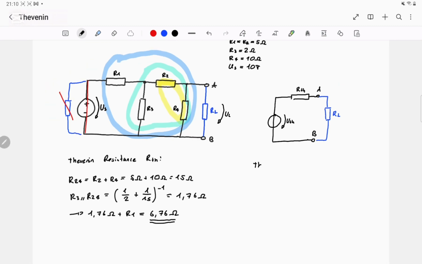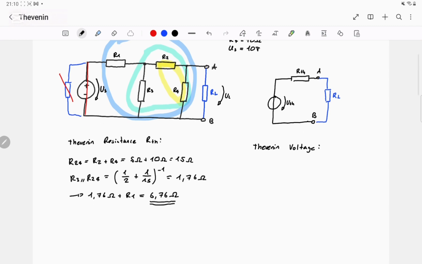Now let's move on to calculating the Thevenin voltage. This is the open circuit voltage across the terminals A and B. In other words, the voltage you'd measure if there were nothing connected to the terminals. To calculate this, we can use the voltage divider rule. The voltage at the terminals is equal to the source voltage multiplied by the resistance of the parallel network, divided by the total resistance in the path.